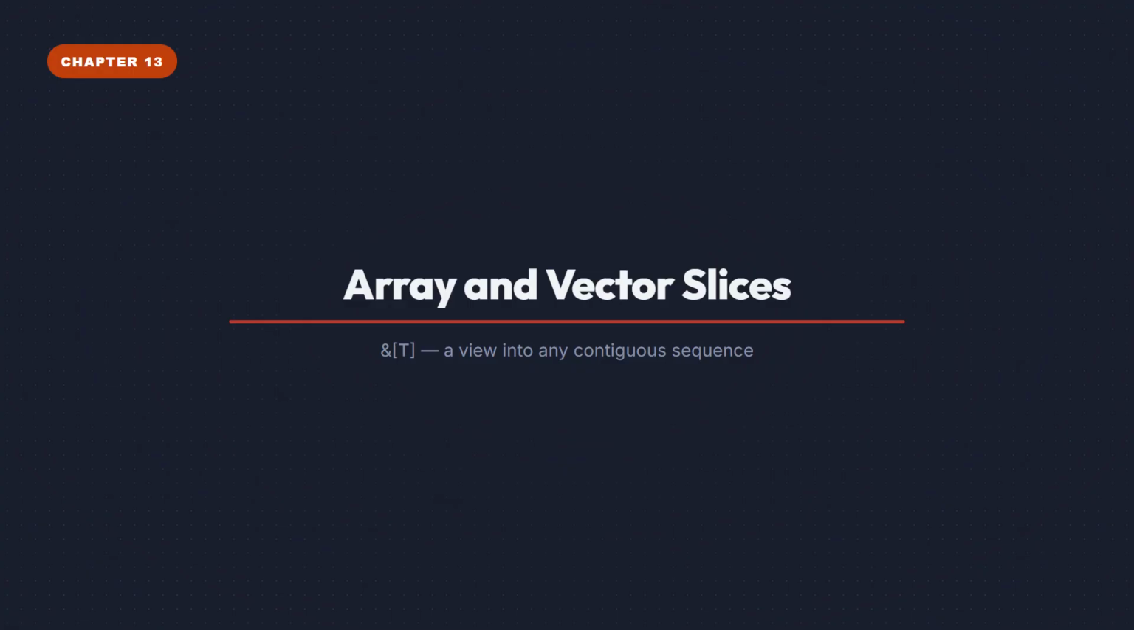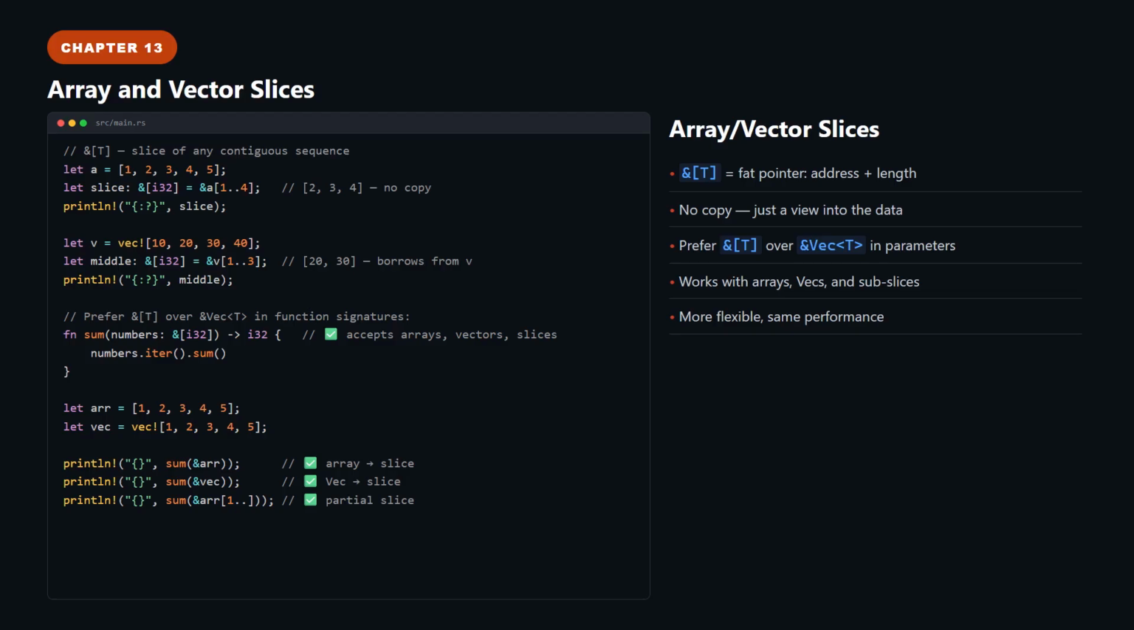Chapter 13. Array and vector slices. &[T] is a slice of any contiguous sequence. Like &str, it's a fat pointer to the first element and a length. Using &[T] in function signatures rather than &Vec<T> is idiomatic because it accepts arrays, vectors, and sub-slices.